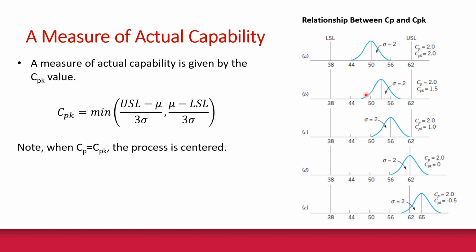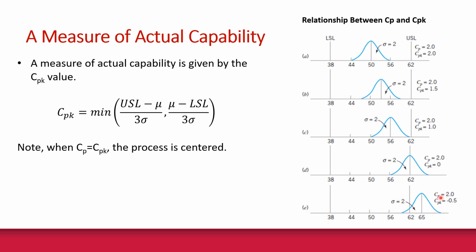Now let's look at case B, where the mean is shifted to the right. In this case, the C sub P value is still going to be 2, because C sub P doesn't take that centering into account, but C sub PK is going to be much less than that. It's going to be 1.5. If you continue down, look at part E here, which is kind of a worst case scenario, the C sub P value is still 2, but here C sub PK, if you calculate this, is minus 0.5.